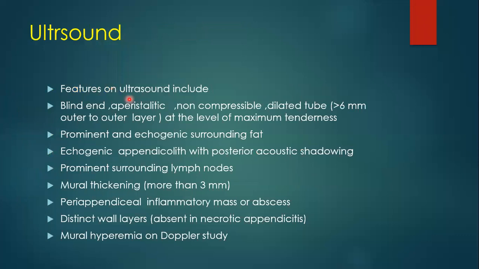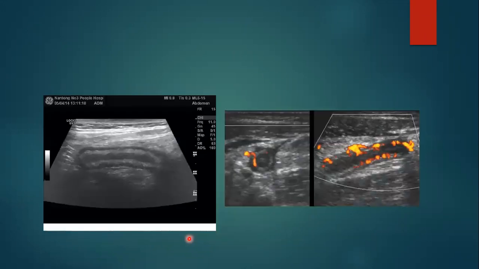Ultrasound. Features on ultrasound include a blind end, peristaltic, non-compressible, dilated loop, more than 6 mm outer to outer layer at the level of maximum tenderness, prominent and echogenic surrounding fat, echogenic appendicolith with posterior acoustic shadowing, prominent surrounding lymph node, mural thickening more than 3 mm, periappendiceal inflammatory mass or abscess, distinct wall layer, and this feature is absent in necrotic appendicitis, and mural hyperemia on Doppler study.